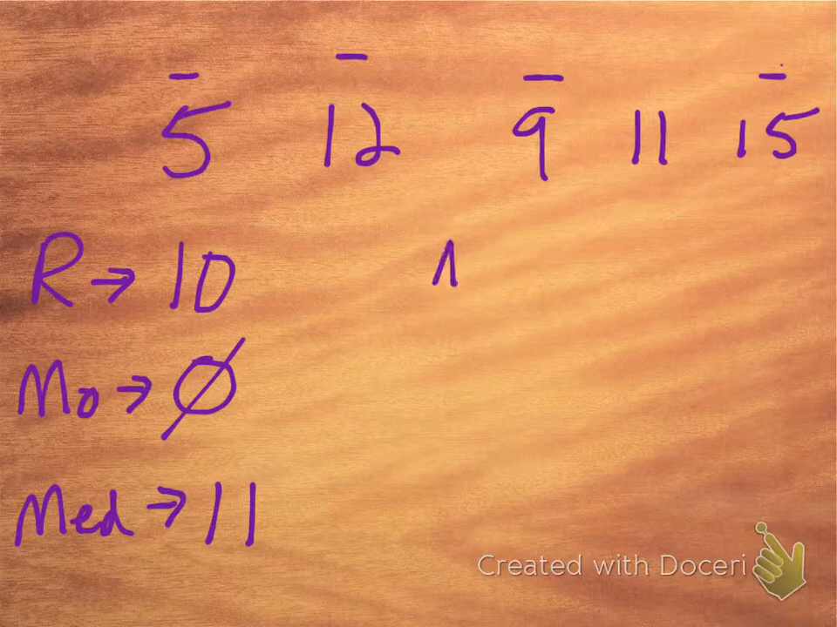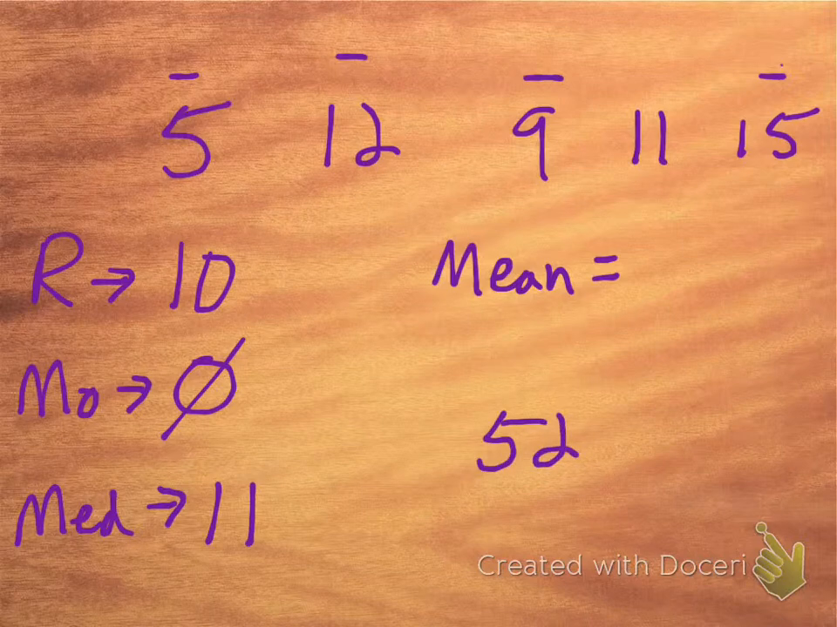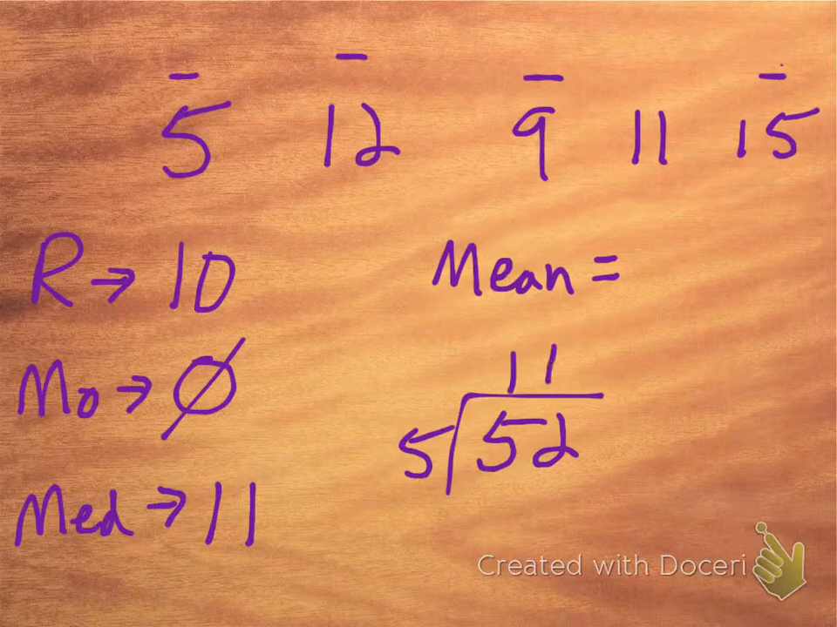And finally, we have the mean. All right. First thing we got to do is add them up. 5 plus 12 is 17. Plus 9 is 26. 11 is 37. 37 plus 15 is 52. 52 divided by 5 is 10.4. So the mean is 10.4.